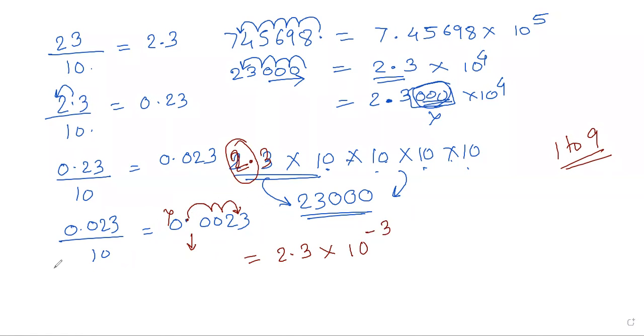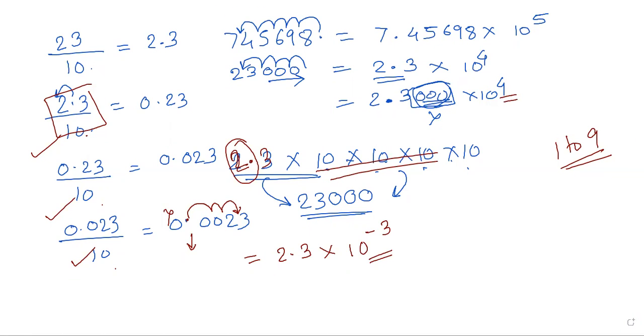Why minus 3? Because 1, 2, and 3 times I have divided 2.3 by 10. We have divided 2.3 once, twice, thrice. We have divided by 10, so 10 raised to minus 3. We had multiplied by 10, so 10 raised to plus 4. Are you understanding? Yes, sir.